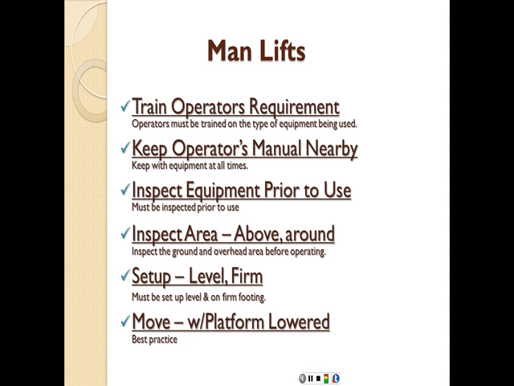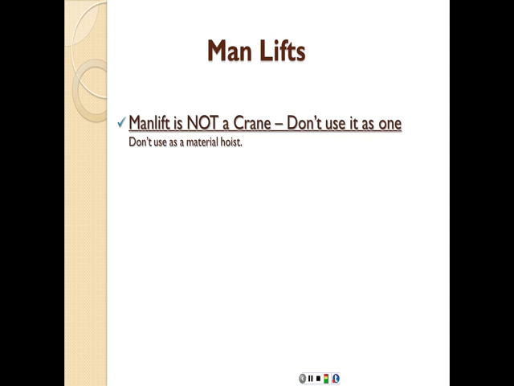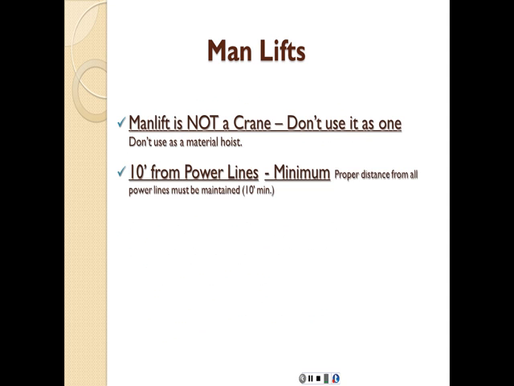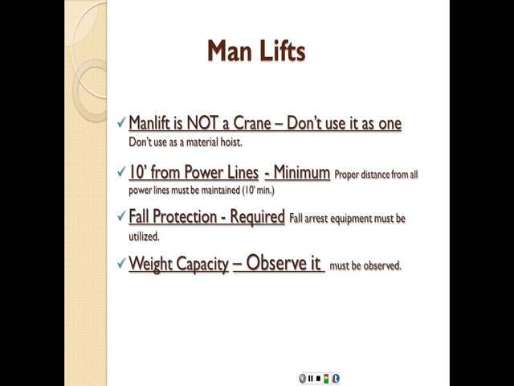So if you're going to move the man lift, which is what it's used for, you have to lower it and not move it while it's still at the high level. The man lift is not a crane. Do not use it as one. So don't use it as a material hoist to lift material to someone working at an upper level. It has to be at least 10 feet from the power line. Fall protection is going to be required. Fall arrest equipment must be utilized, and you must observe the weight capacity of that man lift, not to overload it.